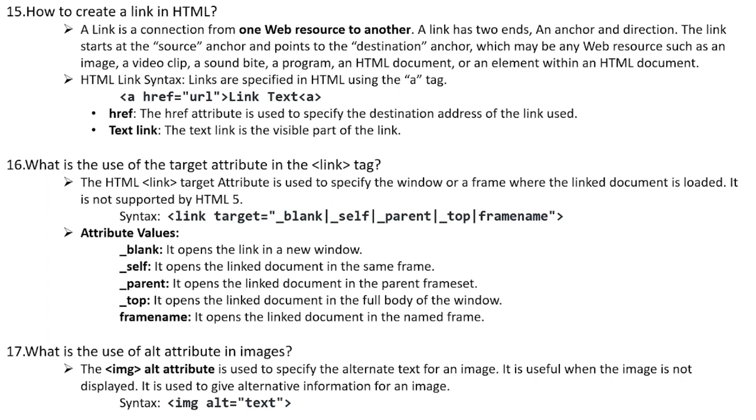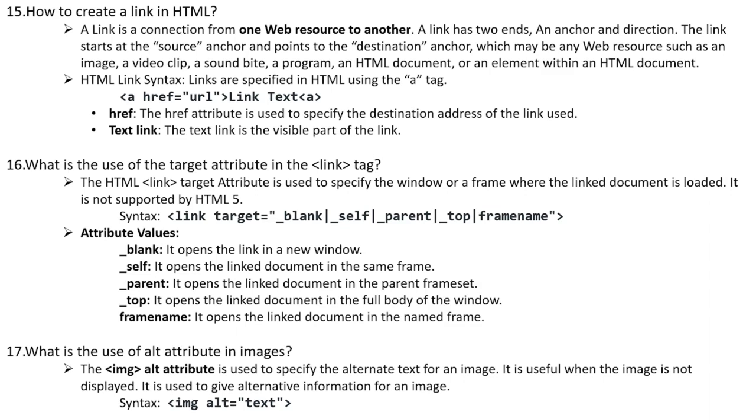Underscore self, it opens the linked document in the same frame. Underscore parent, it opens the linked document in the parent frame set. Underscore top, it opens the linked document in the full body of the window. Frame name, it opens the linked document in the named frame.